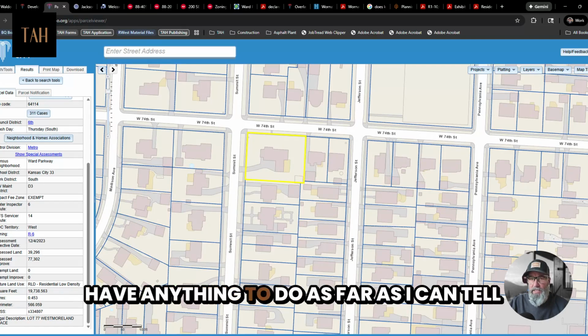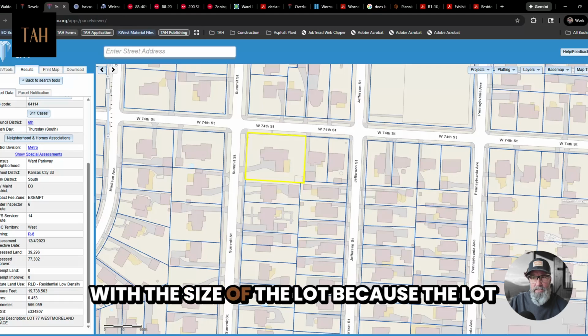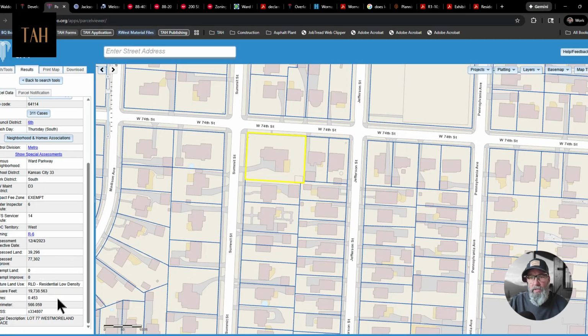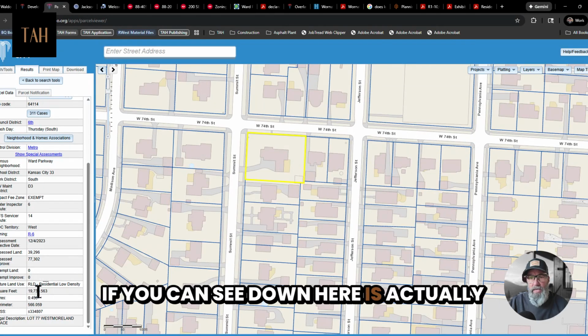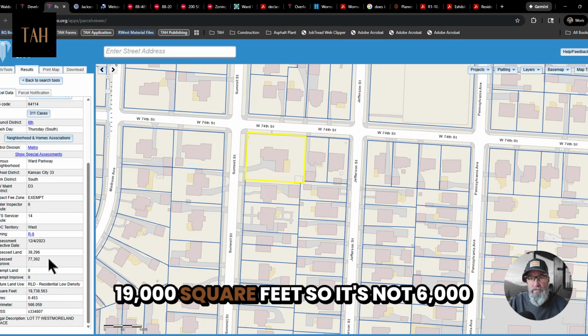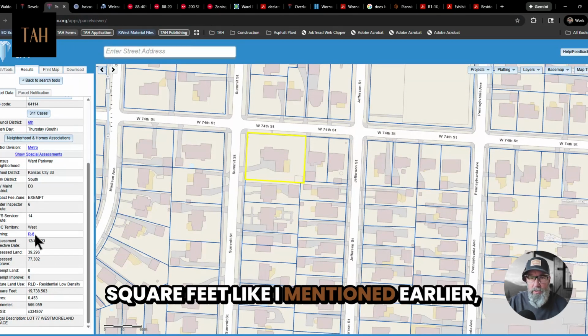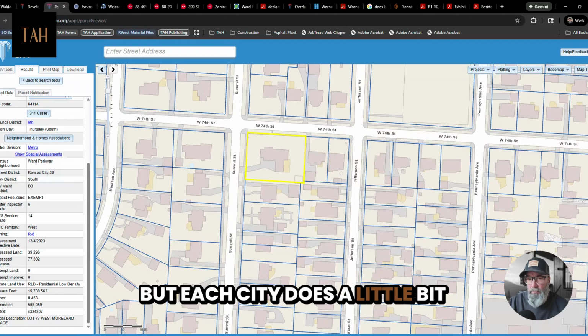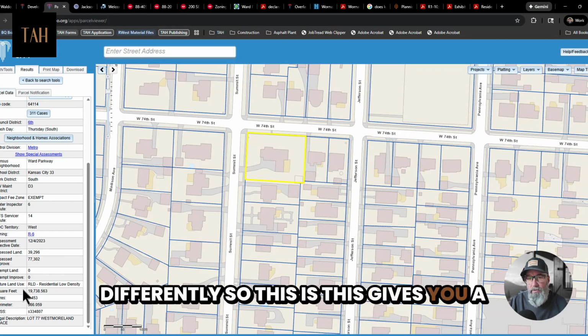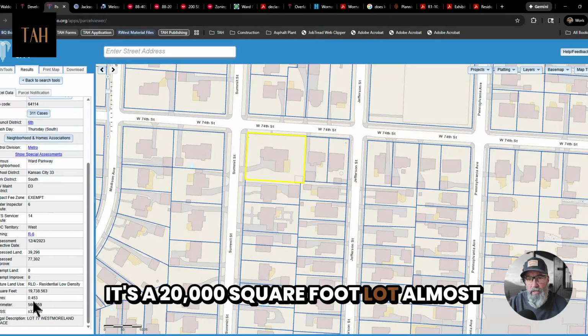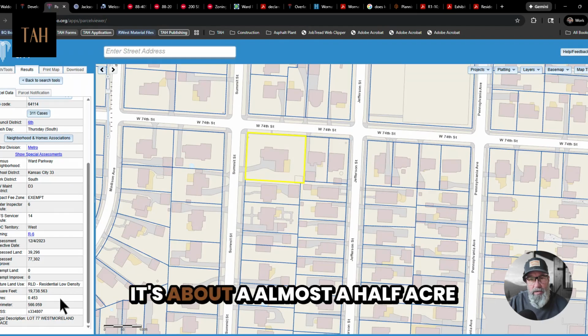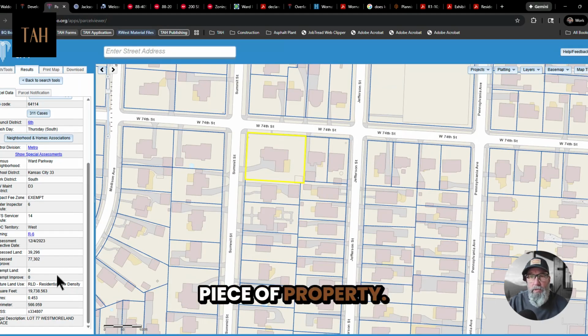It doesn't have anything to do, as far as I can tell, with the size of the lot, because the lot, if you can see down here, is actually 19,000 square feet. So it's not 6,000 square feet like I mentioned earlier, but each city does it a little bit differently. So this gives you a sense. It's a 20,000 square foot lot almost. It's about almost a half acre. It's really actually a nice piece of property.